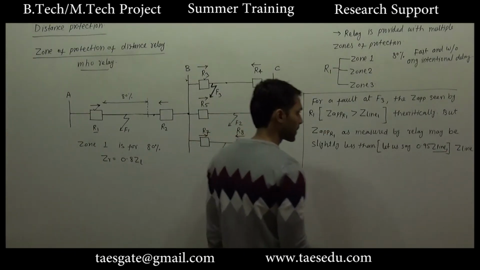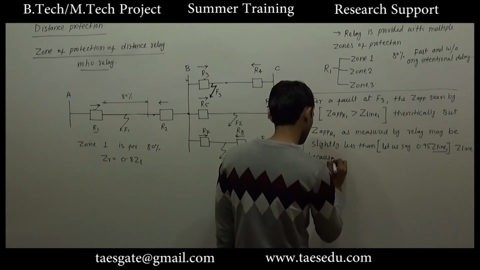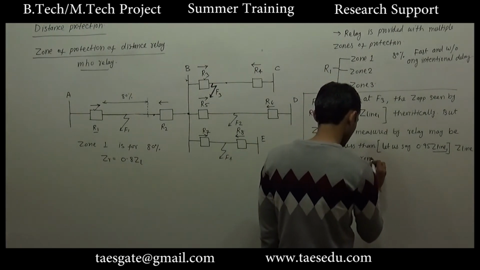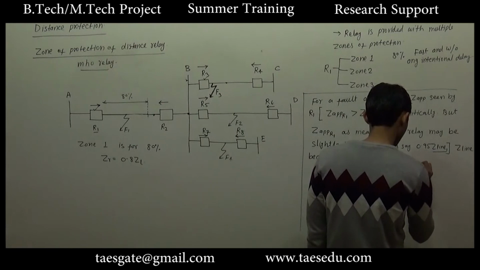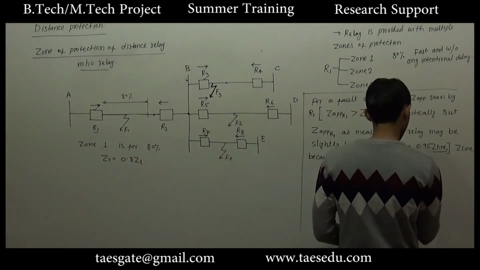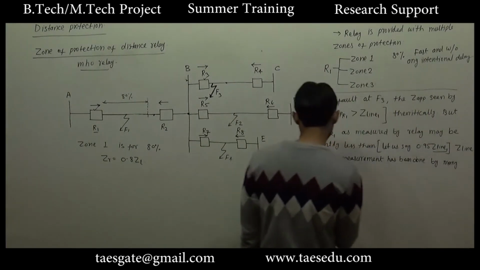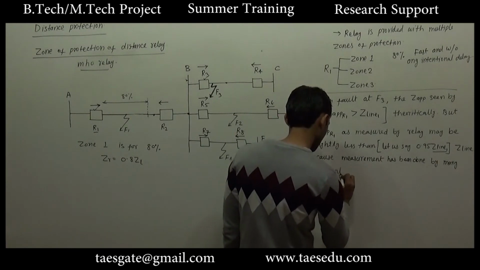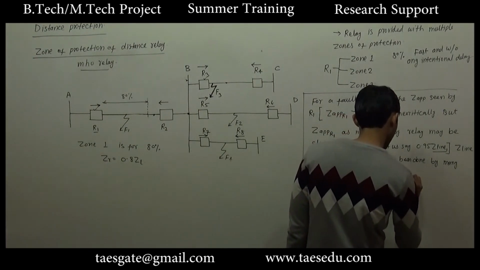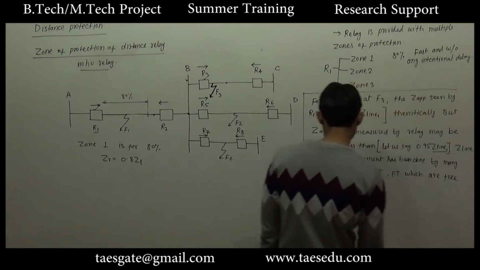So in this case, what is the reason for this? Because measurement has been done practically, because measurement has been done by many components like current transformer, potential transformer, which are not free from non-ideality.